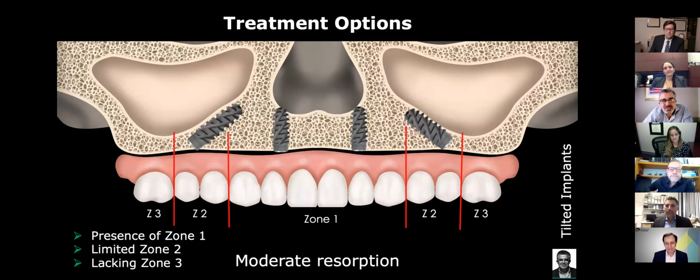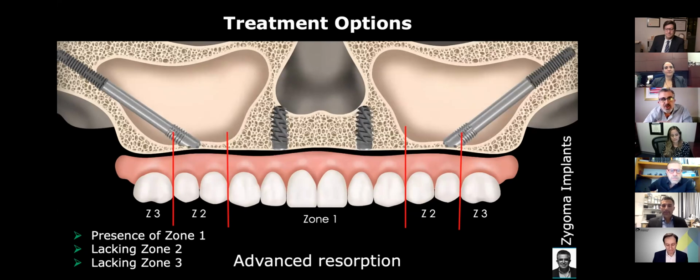So this is when we have limited zone 2 and no zone 3, and then it progresses to having only zone 1. So if there is no zone 2 and zone 3, no bicuspid molar support, well, we need to get the posterior support, and we recruit distal anchorage, which is the zygoma bone, hence the zygoma implant, allowing us to reach from the crest all the way to the bulk of bone that is available in the zygoma bone.